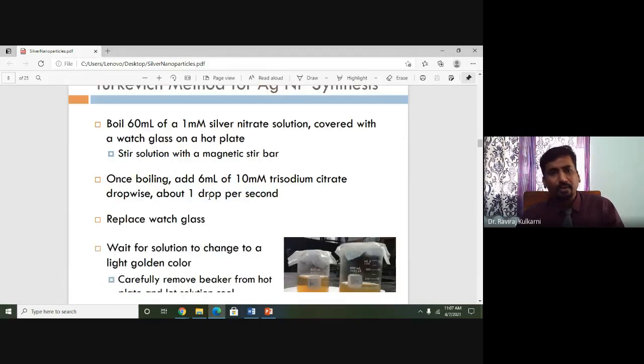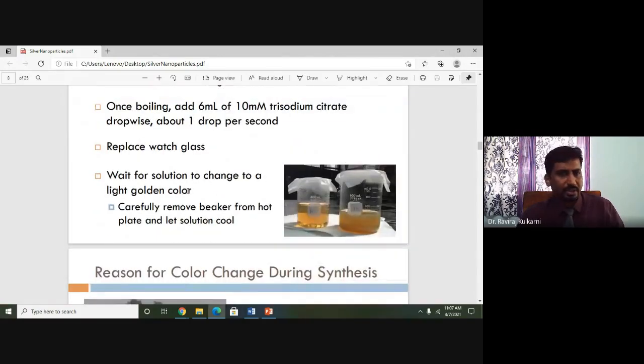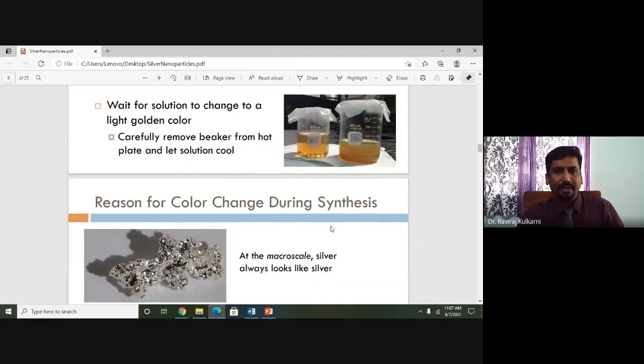What happens? You wait for the solution to change. You close it. Okay, wait for the solution to change to light golden yellow. You get this color solution. It's not silver color, it is a yellow color solution. Carefully remove the beaker from the hot plate and let the solution cool. Okay.